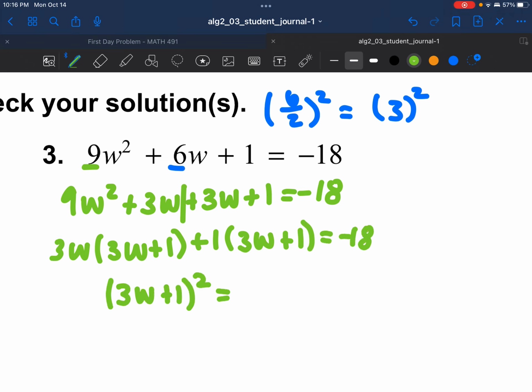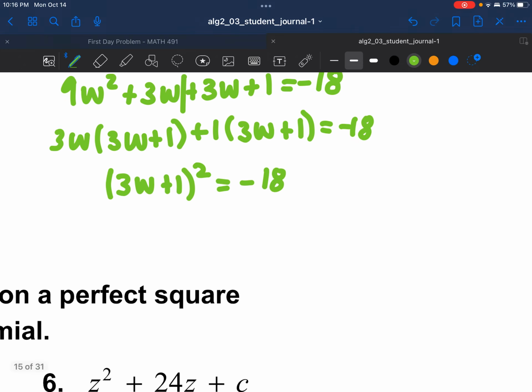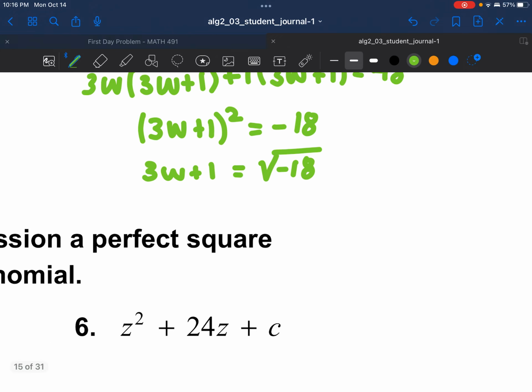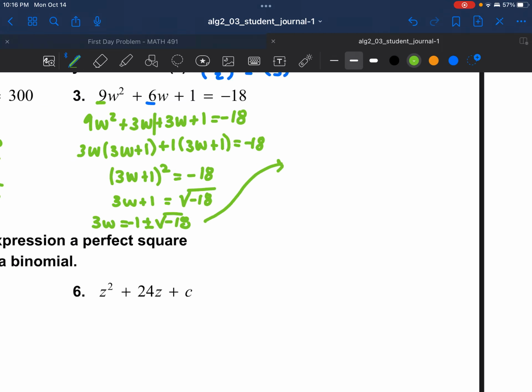That's going to be (3w + 1)² equals negative 18. Take the square root of both sides. That's going to be 3w + 1 equals the square root of negative 18. I'm going to subtract 1 from the other side. So 3w equals negative 1 plus or minus the square root of negative 18.